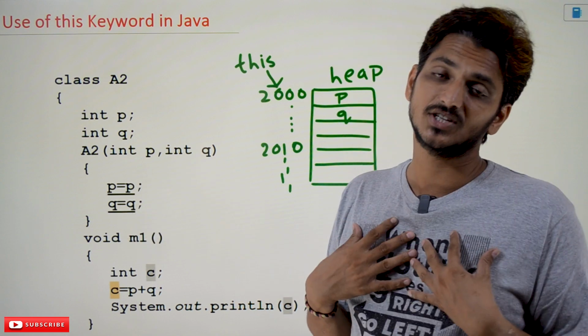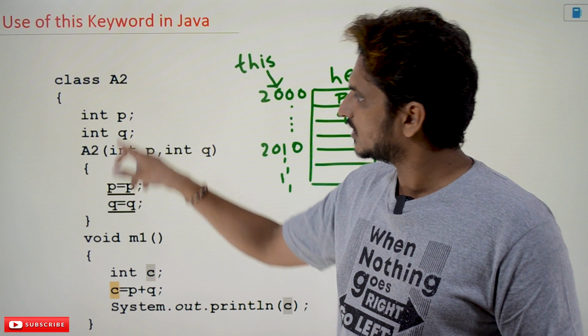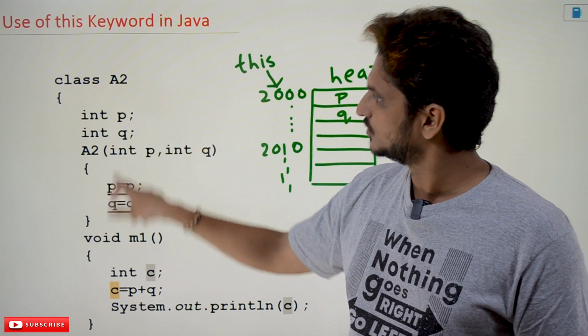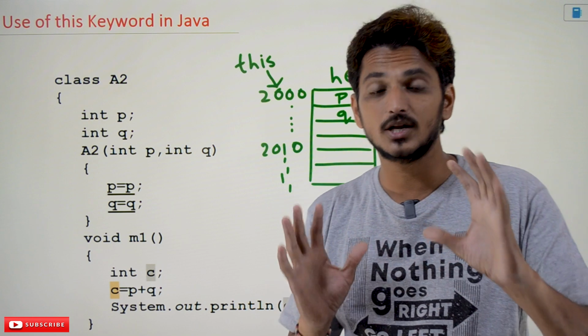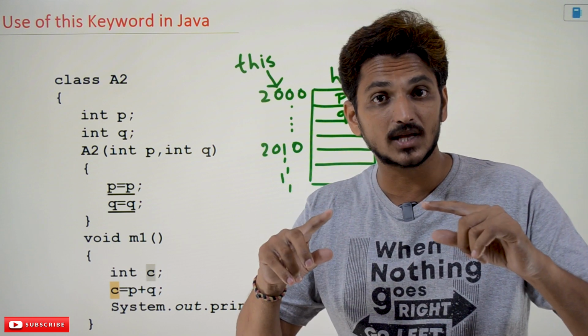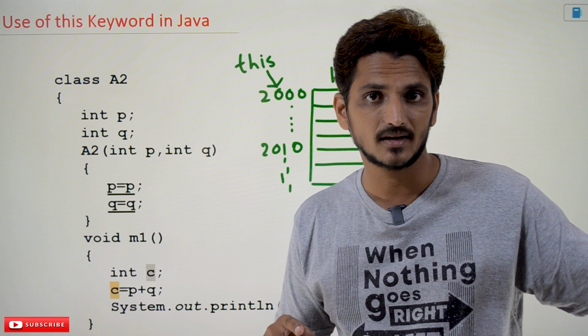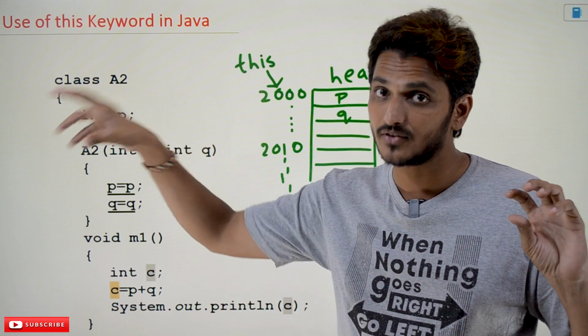But our intention is that this P belongs to the instance variable. This Q belongs to the instance variables. So assuming that you already know the concept, local variables are assigned a separate space in stack. Instance variable space is different.